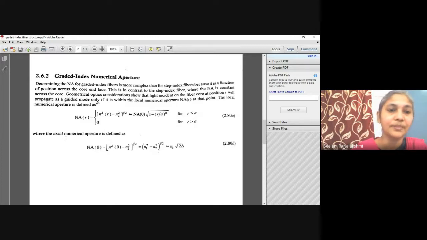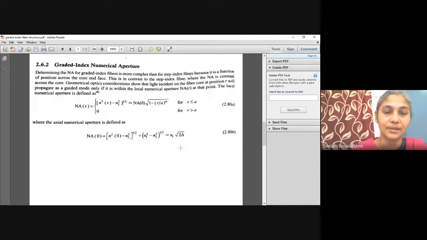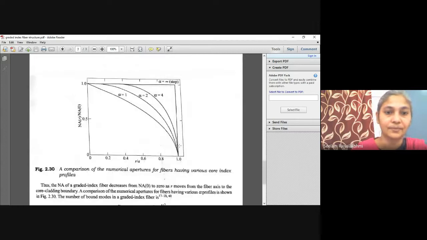Here the numerical aperture is defined as NA(0), the axial numerical aperture, NA(0) = [n²(0) − n2²]^(1/2), which equals [n1² − n2²]^(1/2), which is similar to n1 √(2Δ). So here we can answer.